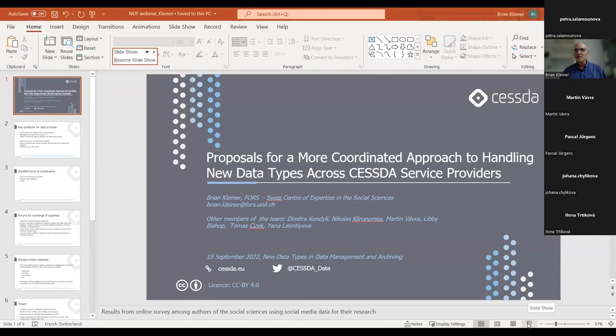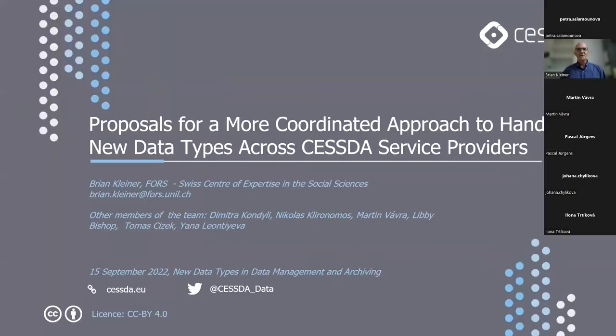Okay, so I think I can catch us up a bit with the time because Martin has already presented some of the possible forms of exchange and collaboration so that service providers, data archives within CESSDA and outside of CESSDA, can better work together and support each other in different ways. Martin's presentation was looking at the current status of archives and how they are handling new data types, how much they're actually getting, what their real capacities and challenges are for what is coming in, and also what might be coming in the future.